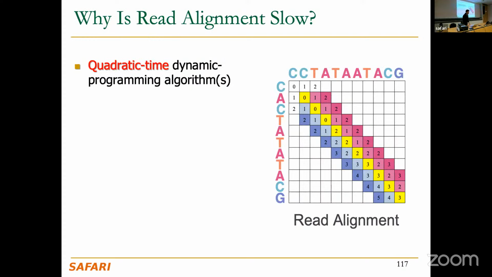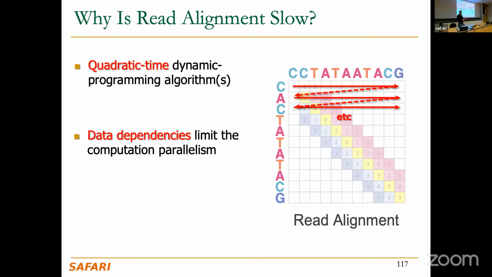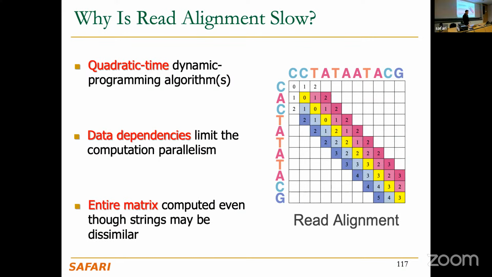This type of computation is costly for many reasons. This is a quadratic time dynamic programming algorithm. Of course, you're filling a DP table, but there are also some data dependencies that limit the parallelism we can do in this type of computation. And almost the entire matrix needs to be filled so that we can provide the answer accurately.